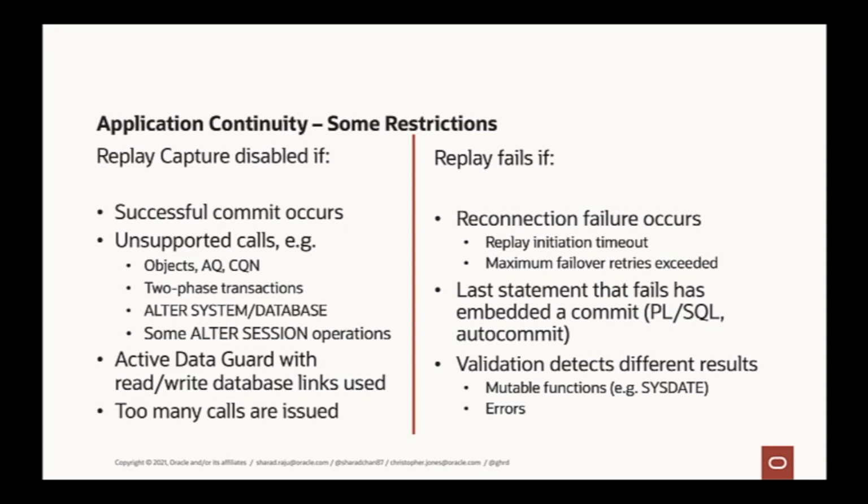And those are the things which stop the replay capture. Replay also then fails if there were timeouts on the right, or if there are some extra things we call mutable functions, things like sysdate or sequence numbers. So if there was something which came back, we do give you some controls. Maybe you don't care about the sequence number, it's just a unique number. You don't care whether on the replay it's the same as the original one, but maybe dates you do care about. So there are some extra controls there.